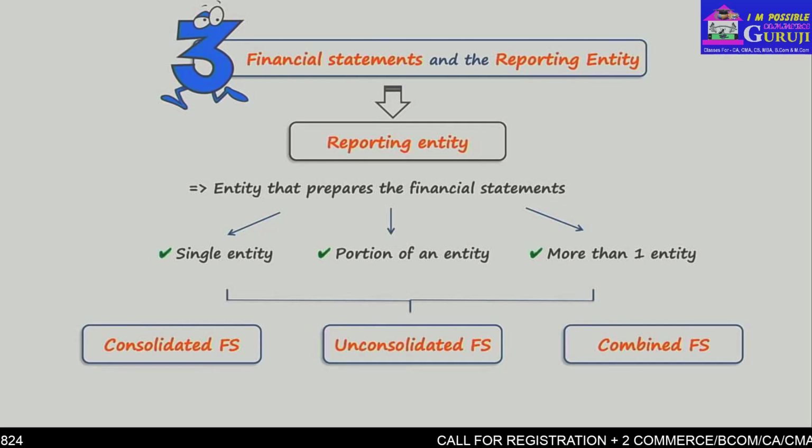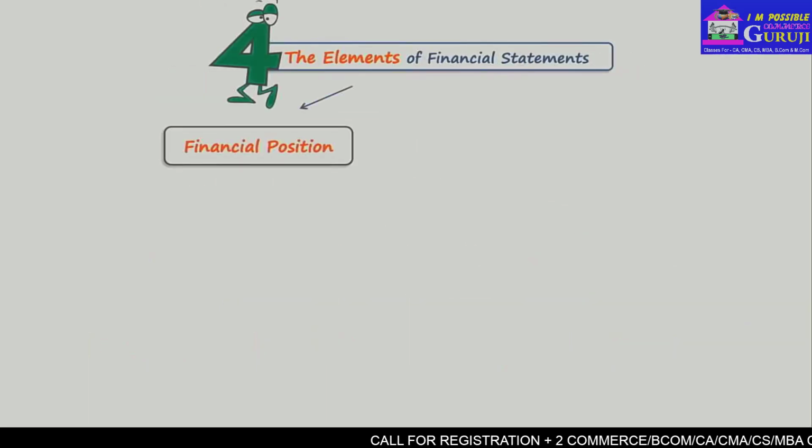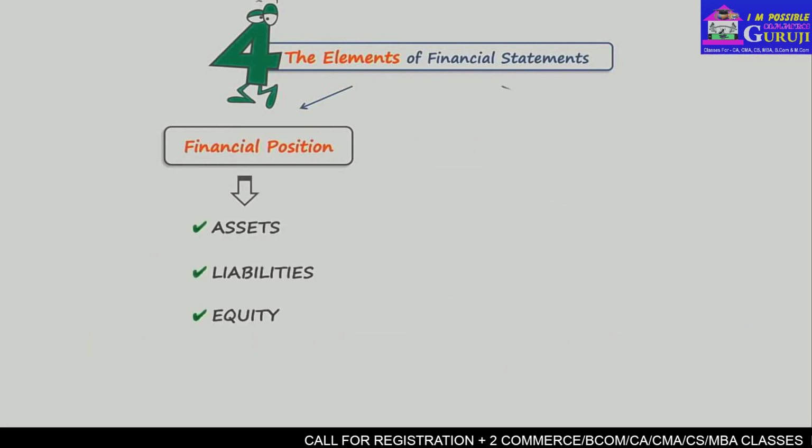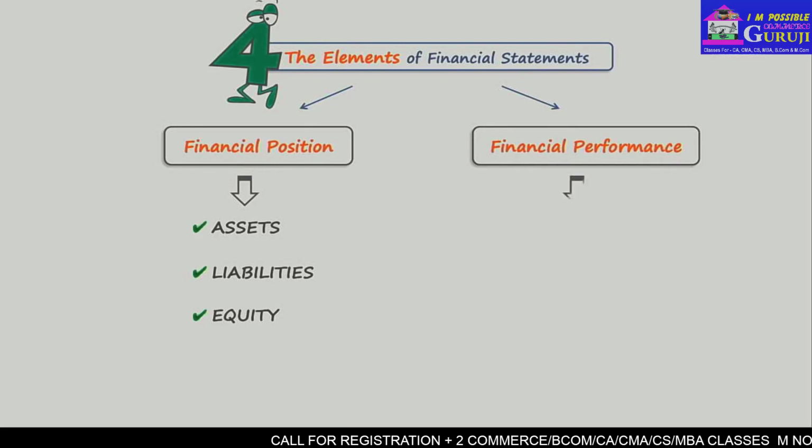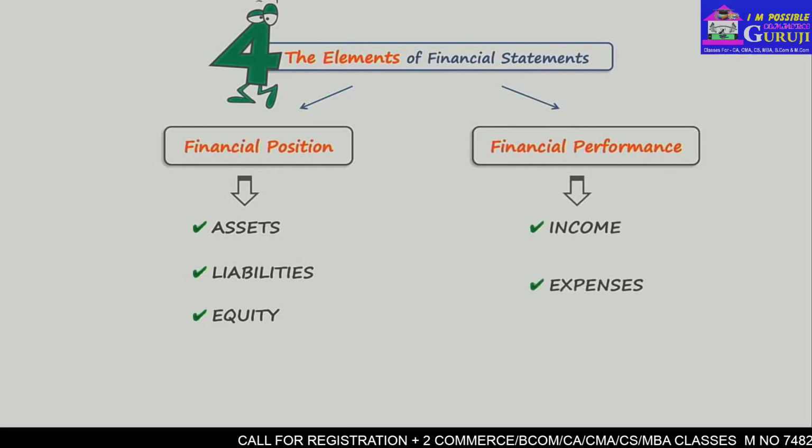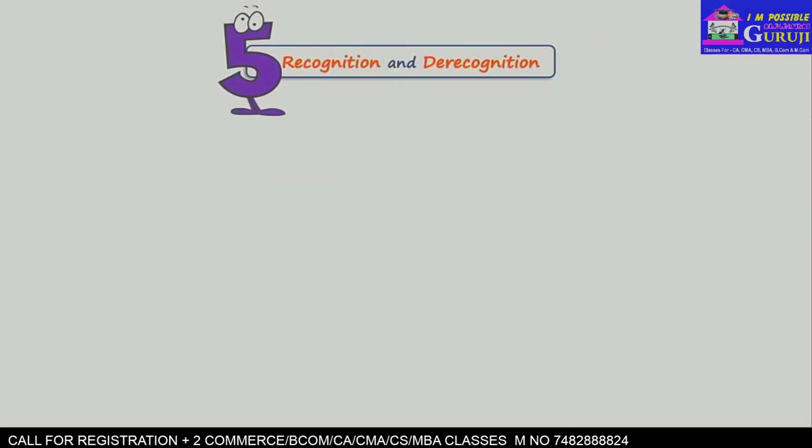Chapter 4 is about elements of the financial statements, and they can relate to the financial position. Here we have assets, liabilities, and equity. And other elements relate to financial performance, and these are income and expenses. And then the framework defines each element and provides examples. It is a very extensive chapter full of details and lays a good foundation. Chapter 5 is about recognition and derecognition.